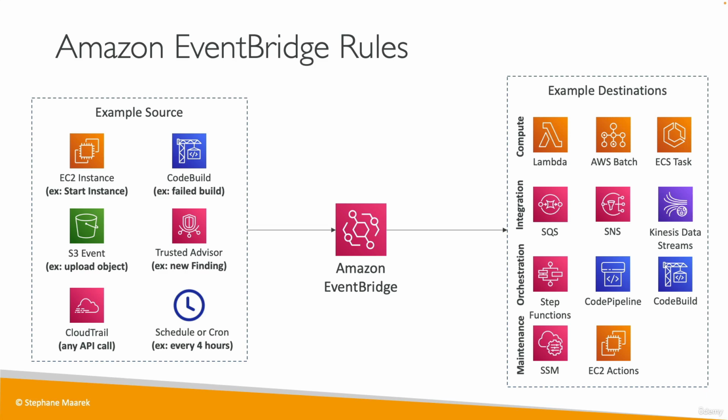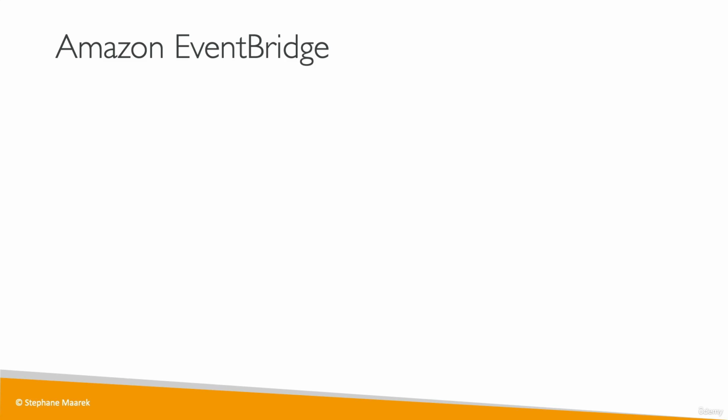But the sources can be anything you want. It could be EC2 instances, CodeBuild, S3 events, Trusted Advisor, and so on. There's a lot. And of course, a schedule. It goes into EventBridge. And from EventBridge, you can send and trigger many different kinds of destinations. Would it be for compute, for integration, orchestration, maintenance, and so on. And what I've shown you here is just a little sample.